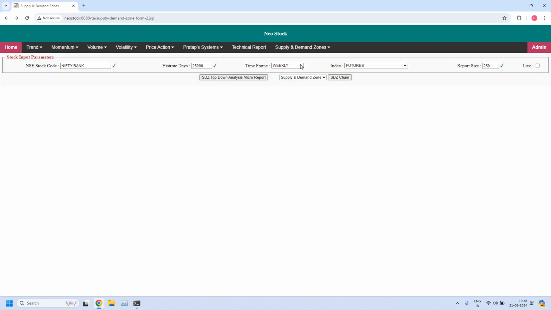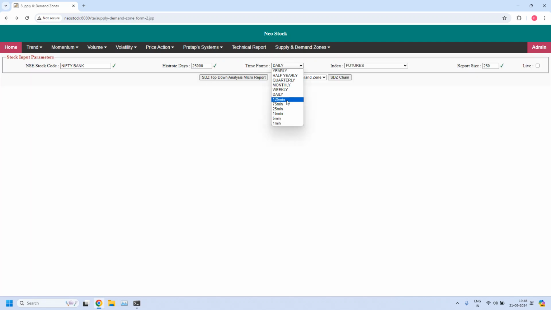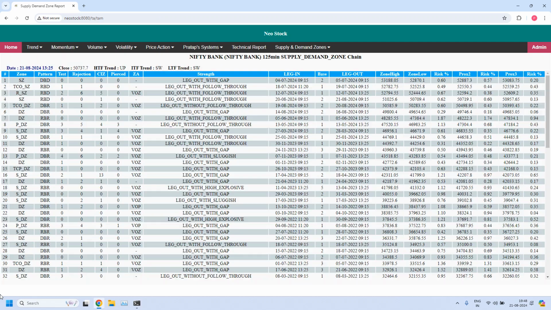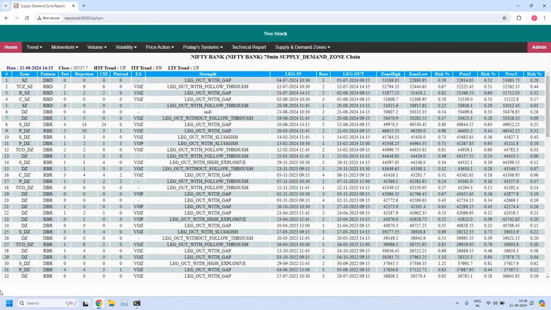The next time frame is daily. I am generating daily supply demand zone chain for BANKNIFTY. And the next time frame is 125 minutes, generating 125 minutes supply demand zone chain for BANKNIFTY. The next time frame is 75 minutes, generating 75 minutes supply demand zone chain for BANKNIFTY.